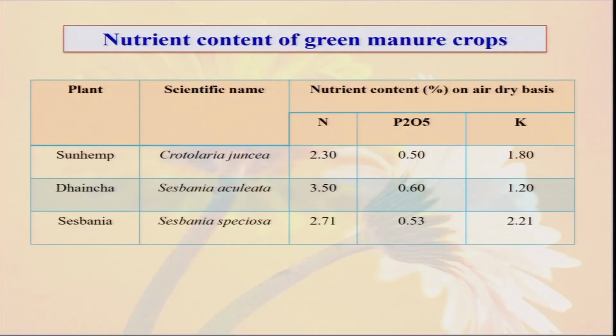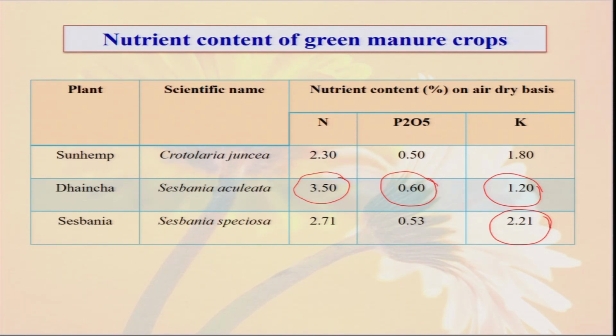There are different types of nutrient content in green manure crops, and we are amazed to see that there are some crops like sanhemp, that is Crotalaria juncea, and dhaincha. Dhaincha is the most widely used crop for green manuring. This is Sesbania aculeata, and the nitrogen content is 3.5%, P2O5 is 0.6, and the potassium content is 1.2. While in Sesbania speciosa, the potassium content is very high, 2.21. So we have to always select this type of crop.